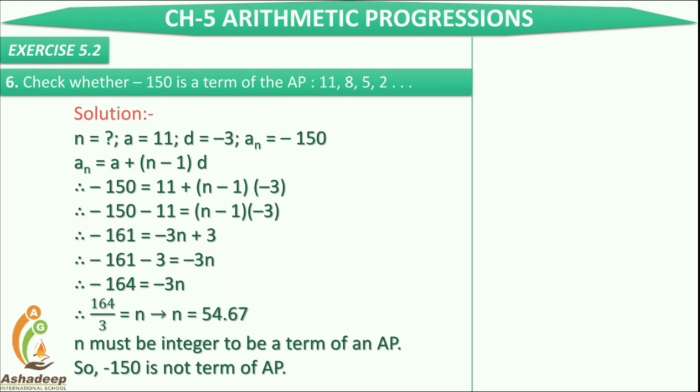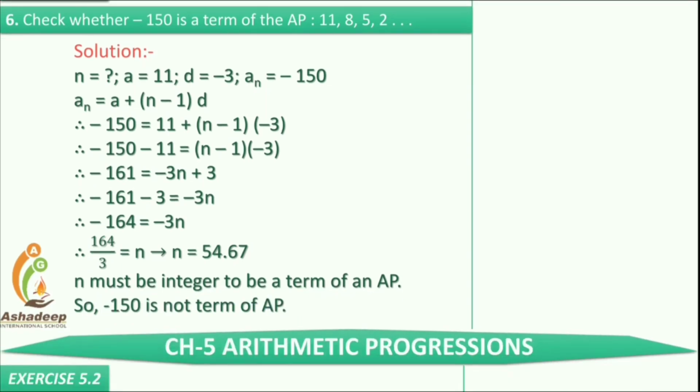So if numbers like 1 2 3 4 5 come then it is, but if numbers like 1.5, minus 1.5, 6/3, minus 6/3 come, then we have to say that minus 150 is not the term of the AP, right? So after solving this you will end up with 164/3. 164/3 is not an integer, so N must be an integer to be the term of an AP, right? N must be the integer to be the term of an AP. So we can say minus 150 is not the term of the given AP. Clear? Now let's move.